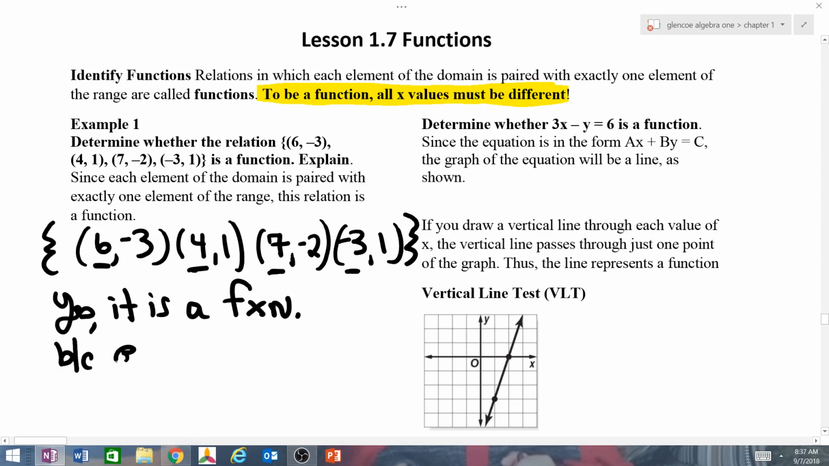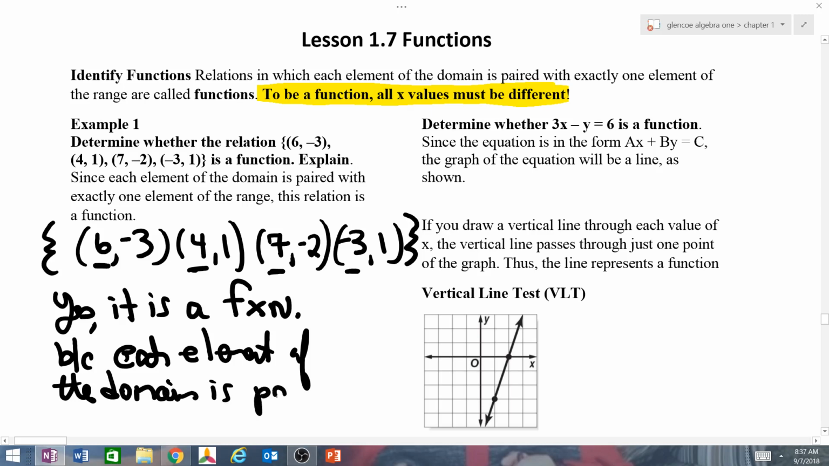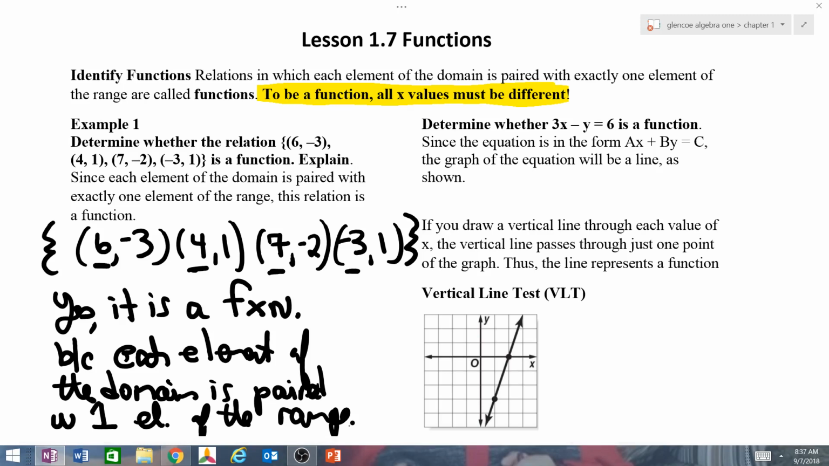because each element, it's in your notes, you don't need to copy it, it's right above you, of the domain is paired with one element of the range. Or you could have made your life easy and you could have just said all the domain values are different. Are you with me? Okay.